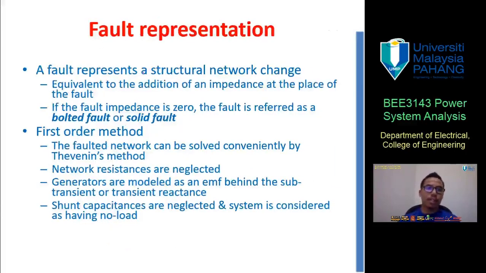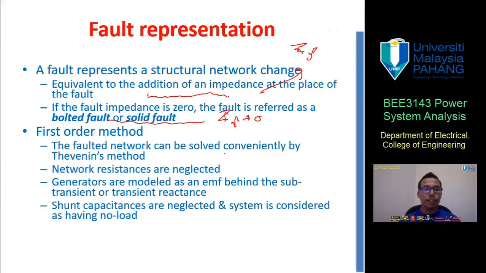Fault representation: a fault represents a structural network change equivalent to the addition of an impedance at the place of the fault. If the fault impedance is 0, the fault is referred to as a bolted fault or solid fault. Otherwise, we are going to have some fault impedance, which we call ZF. So we are going to learn 2 cases. The first case is ZF equals a certain value. The second is where ZF equals 0, which means the fault impedance is 0.